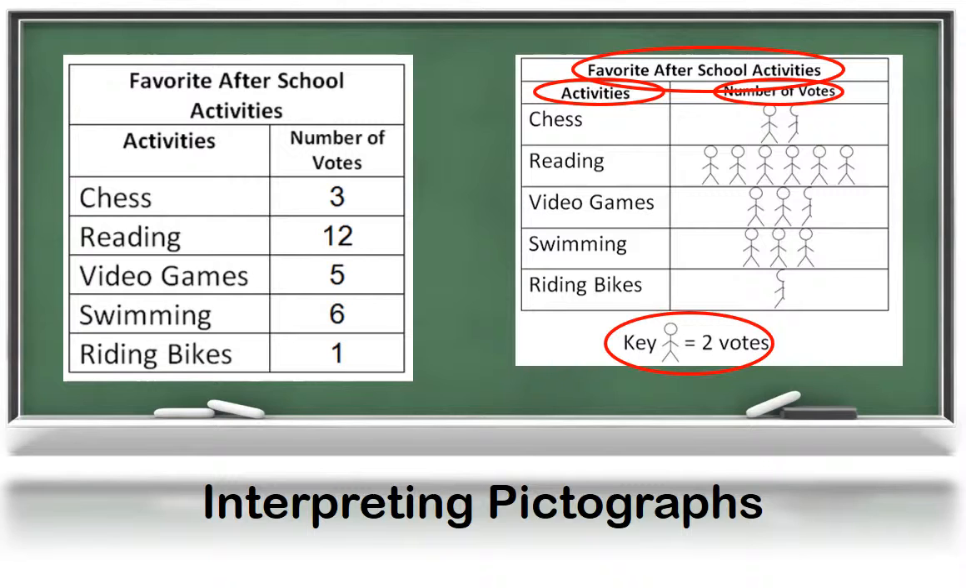In order to represent 1 vote, you would need to use half a stick figure, for example, looking at riding bikes. The value of the key can vary. This is why it's very important that students begin here before interpreting a pictograph.